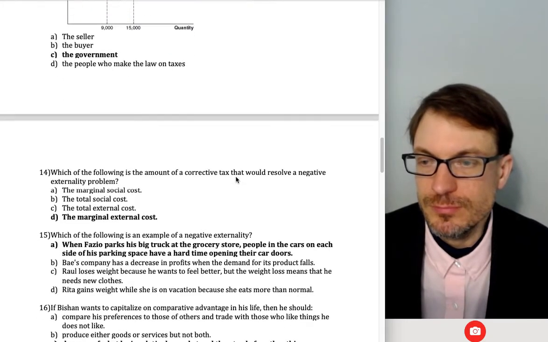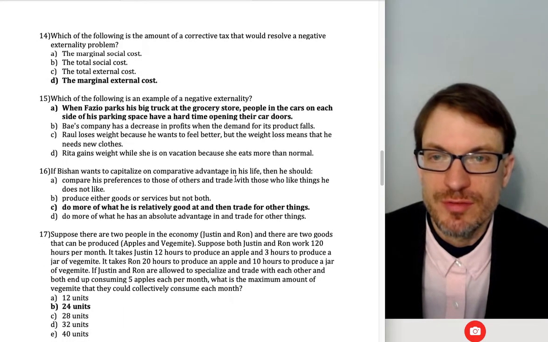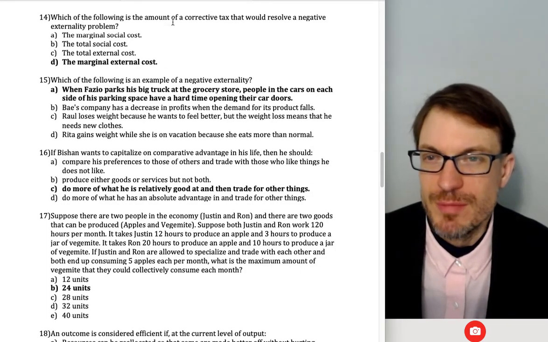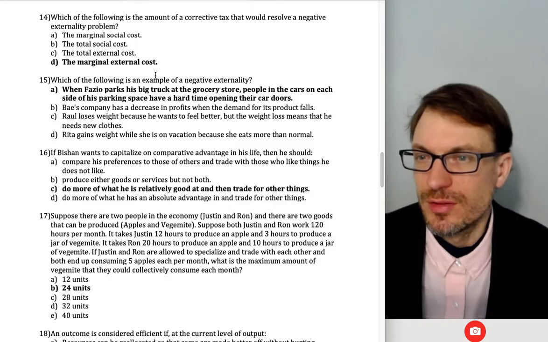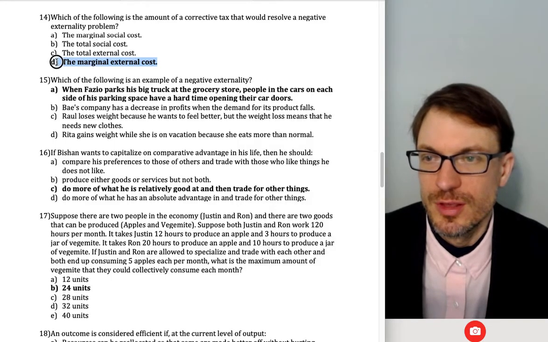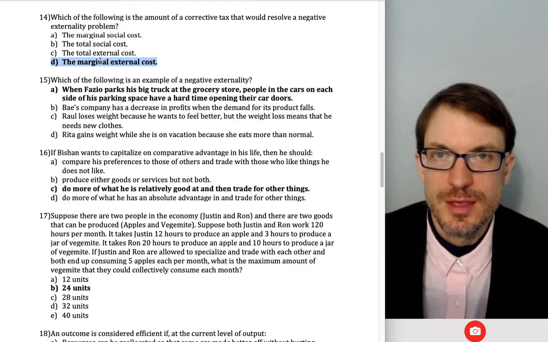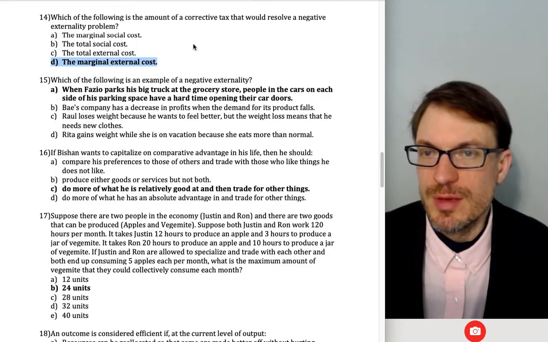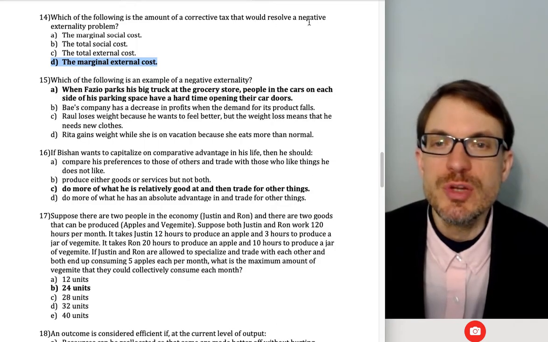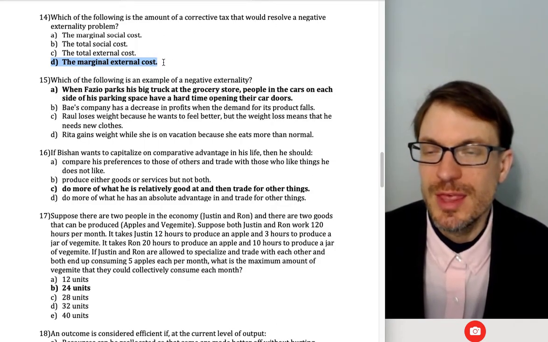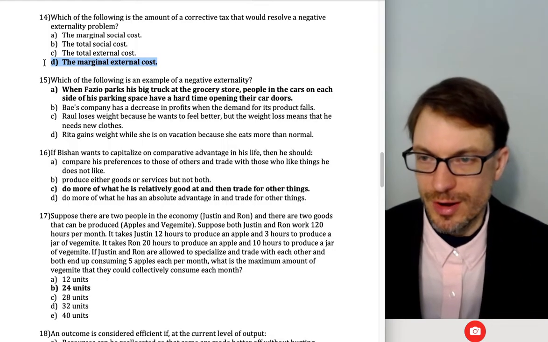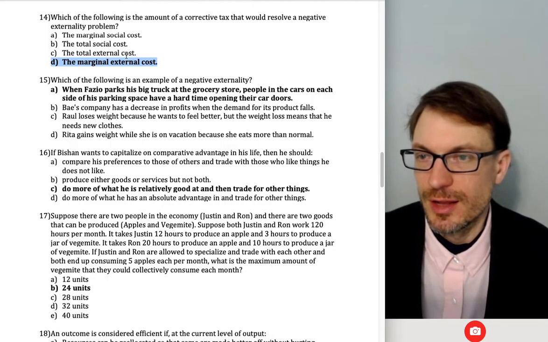Okay. Which of the following is the amount of a corrective tax that would resolve a negative externality problem? The marginal external cost is what we're calling the additional harm that's befalling bystanders, right? The amount of the corrective tax that would fully resolve a negative externality problem is if you'd set the tax equal to exactly the additional incremental marginal cost that your activity is imposing on bystanders.